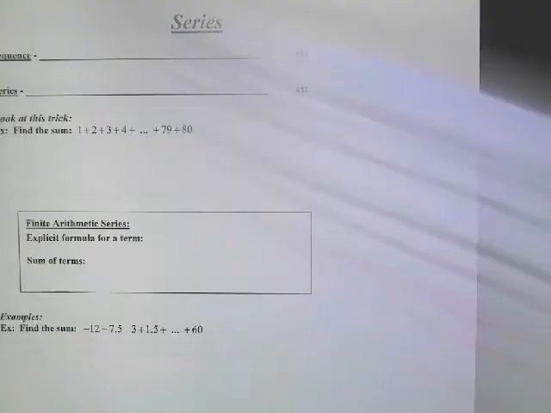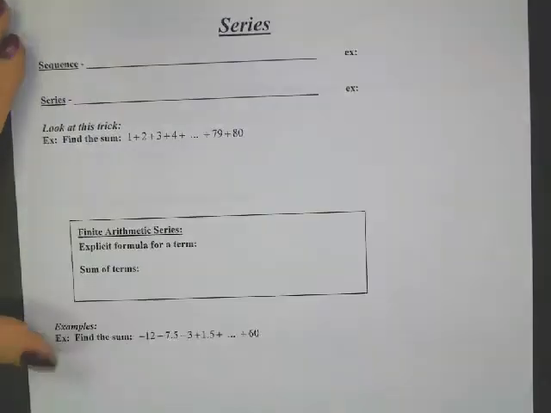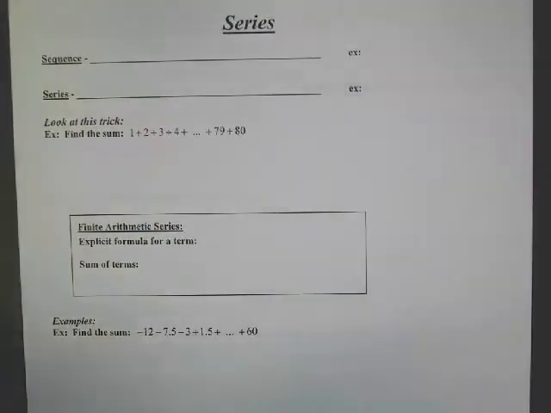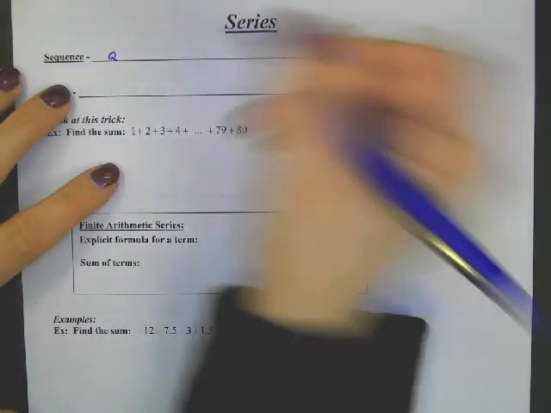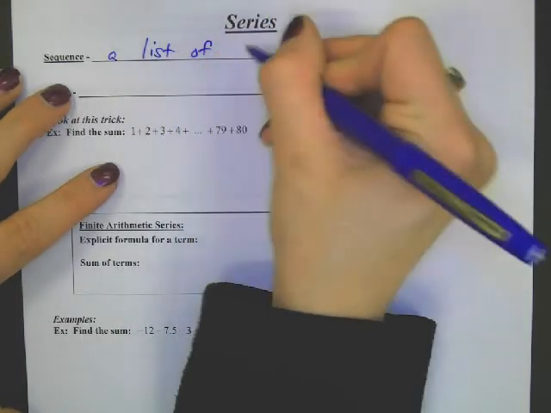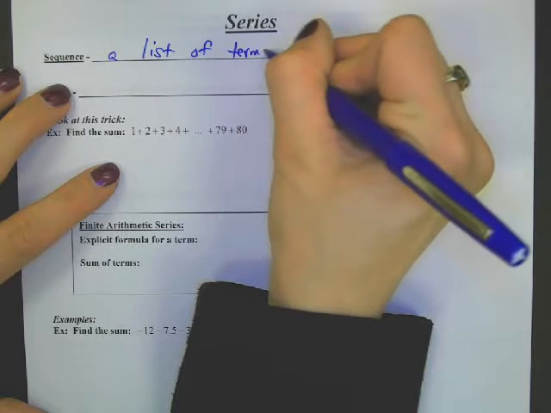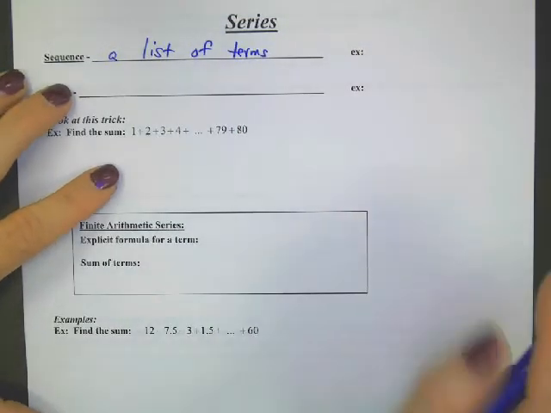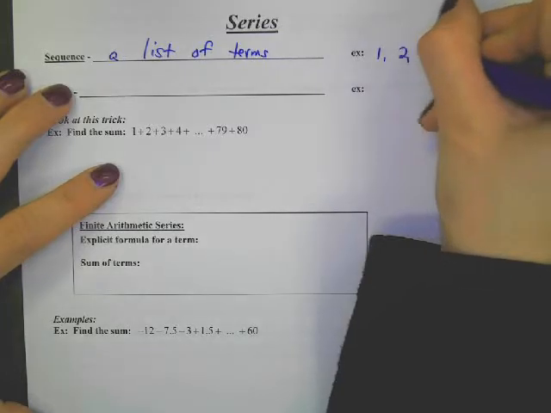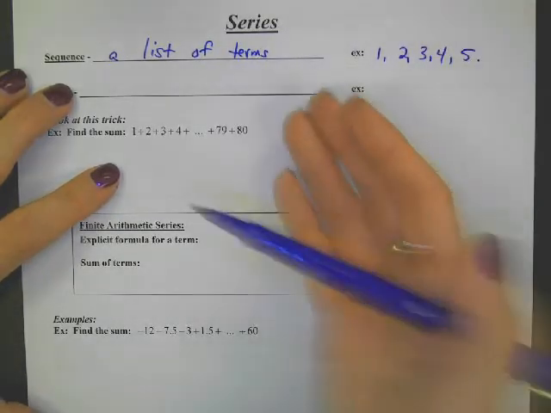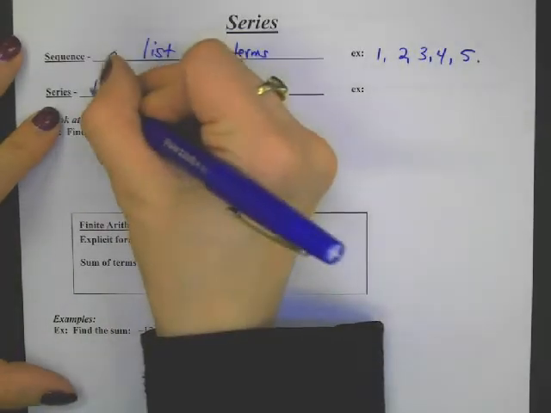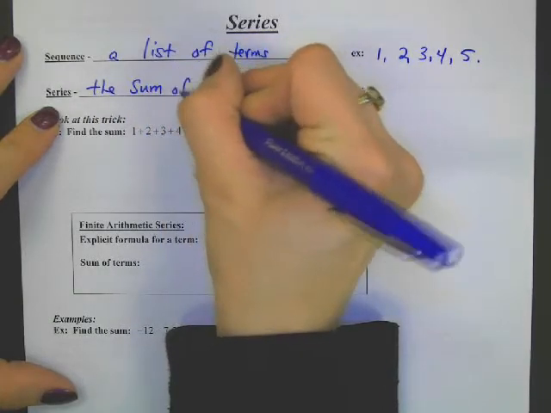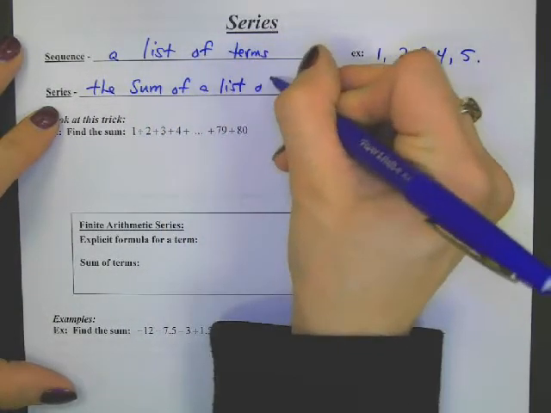Okay, so that's the explicit formula, and we do need to be very freshened up on that in order to study series. Series is a little different than sequence, but they are going to use each other. A sequence is a list of terms, or you could say entries. Let's just stick with that. A list of terms. For example, 1, 2, 3, 4, 5. I'm going to make a finite sequence. Now a series is the sum of a list of terms.